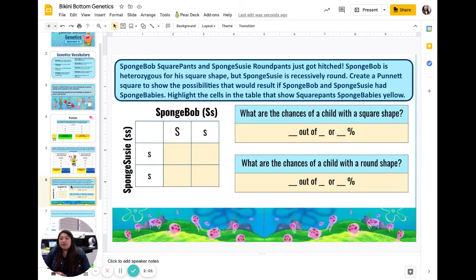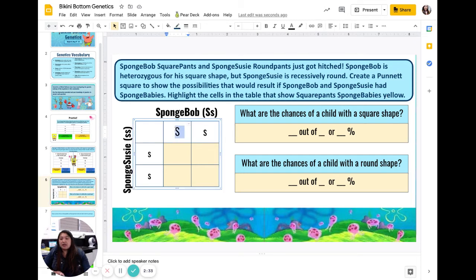Once you're done with that, you're going to fill out this Punnett Square for SpongeBob and Sponge Susie. So SpongeBob SquarePants and Sponge Susie Round Pants just got hitched. So SpongeBob is heterozygous for his square shape, but Sponge Susie is recessively round. So create a Punnett Square to show possibilities that would result if SpongeBob and Sponge Susie had sponge babies. Highlight the cells in the table that show square pants sponge babies. Make them yellow. So you're just going to fill it in here.